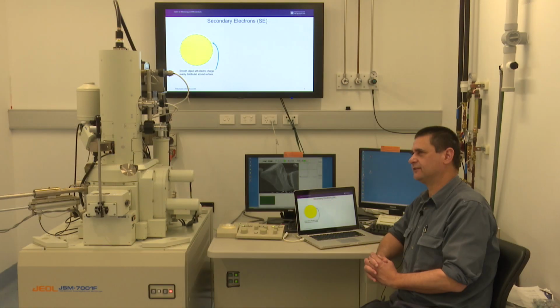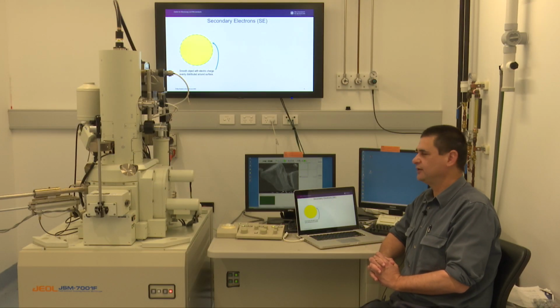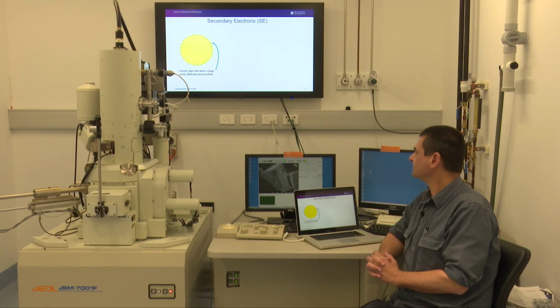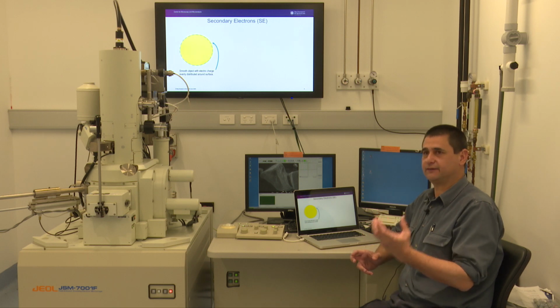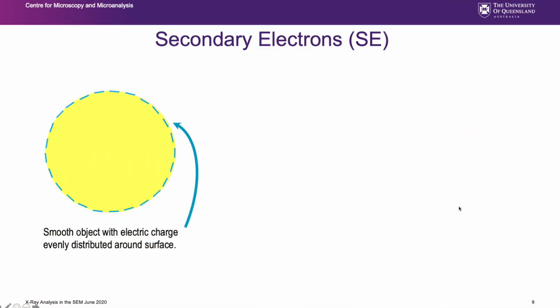There's one more effect I need to quickly tell you about. You would remember this from high school, that if you've got a conductive sphere and you put a static electric charge on it, the electrons would move to be evenly distributed on the surface of the sphere.